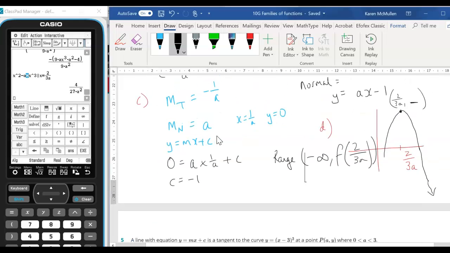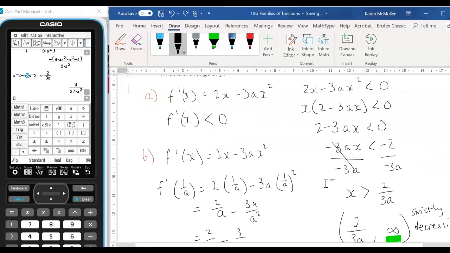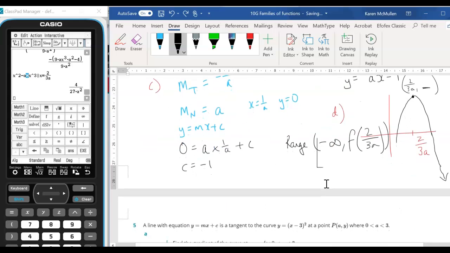So our range is from, I think my computer is glitching, I'm going to have to stop after this question. All right, so we're going from negative infinity. Why am I writing f again? Sorry. So not f of 2 on 3a, but actually what it is when we substitute it in. So 4 over, and I'm getting this from my calculator if you're wondering where it's from. Okay, so that's your range.